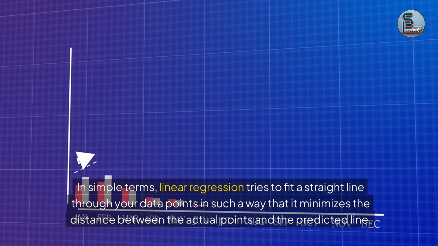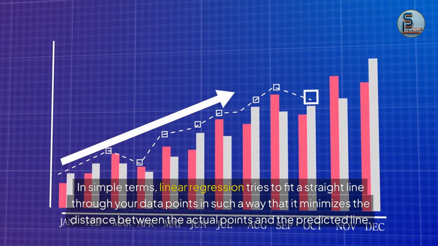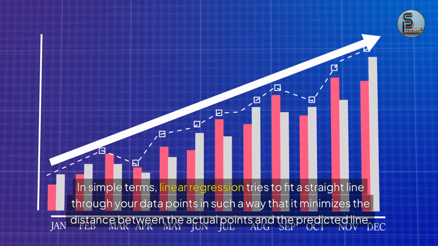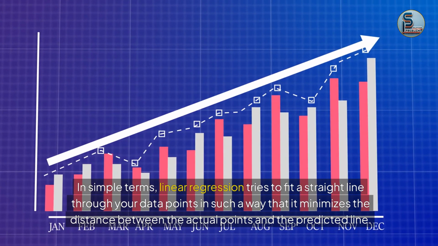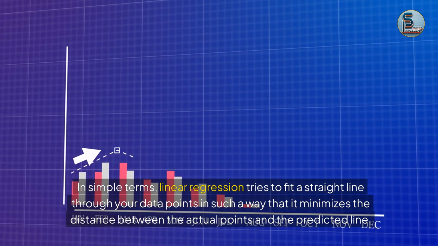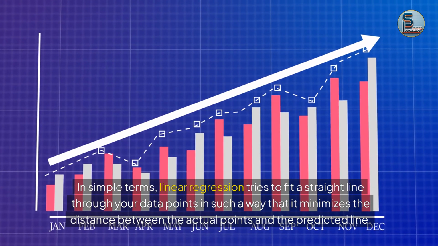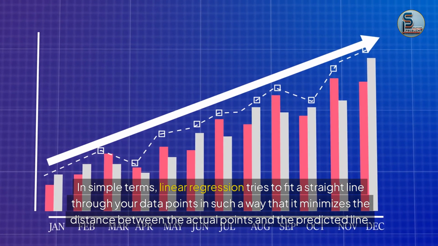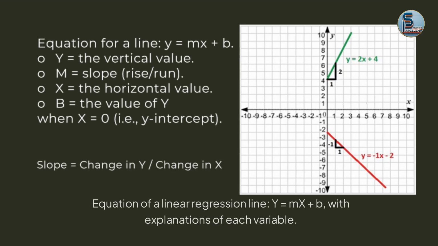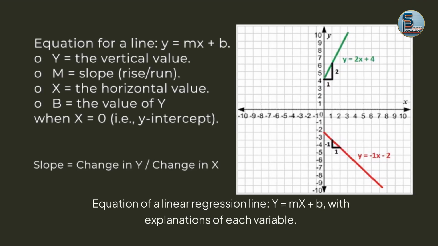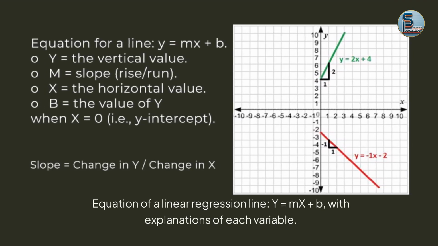In simple terms, linear regression tries to fit a straight line through your data points in such a way that it minimizes the distance between the actual points and the predicted line. Equation of a linear regression line, y = mx + b, with explanations of each variable.